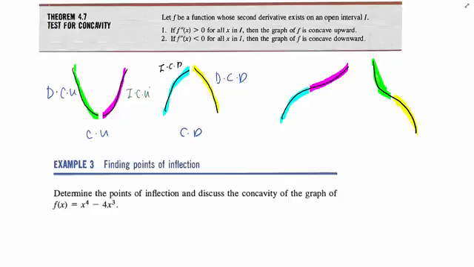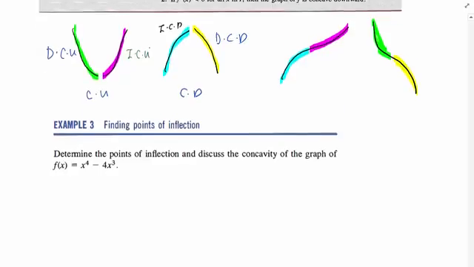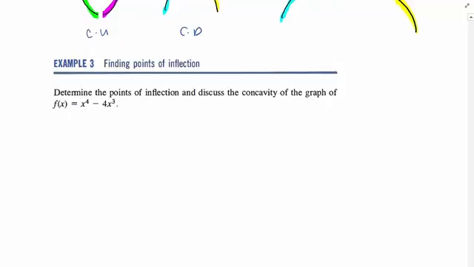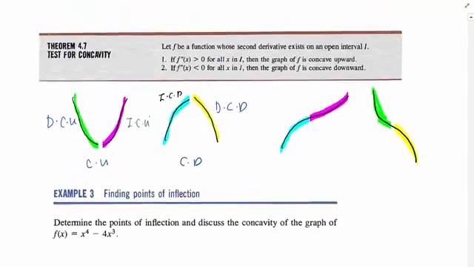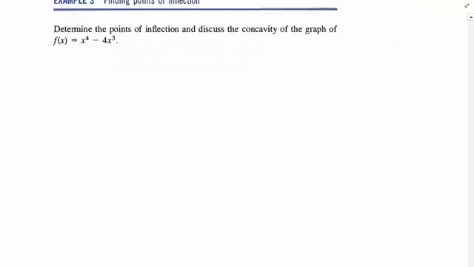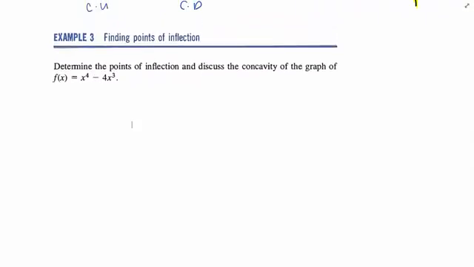Okay, look at this example here. Finding points of inflection. Determine the point of inflection and discuss the concavity of the graph of f(x) equals x to the fourth power minus 4x cubed. So as we see in this theorem, to find concavity, we need the second derivative. Then how to find the second derivative? Yes, you take the derivative one more time after you did the first derivative here. Okay, so let's do it.